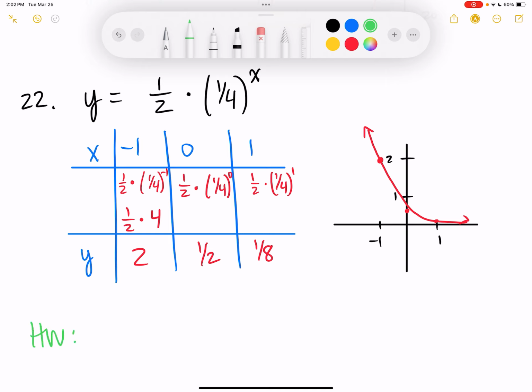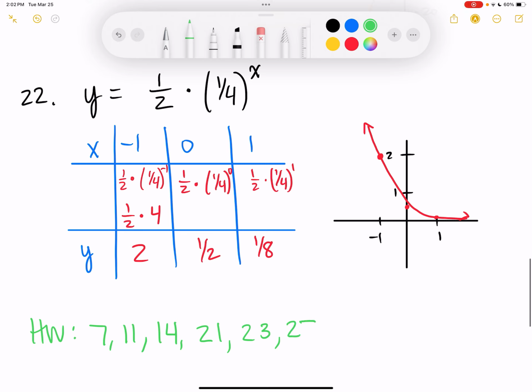All right, problems then are going to be 7, 11, 14, I know that's an even one, but you'll be all right. 21, 23, and 27. And that's it. So you should have plenty of time to get these done. Make sure you show your work like I did. Some people weren't doing that on their homework yesterday.